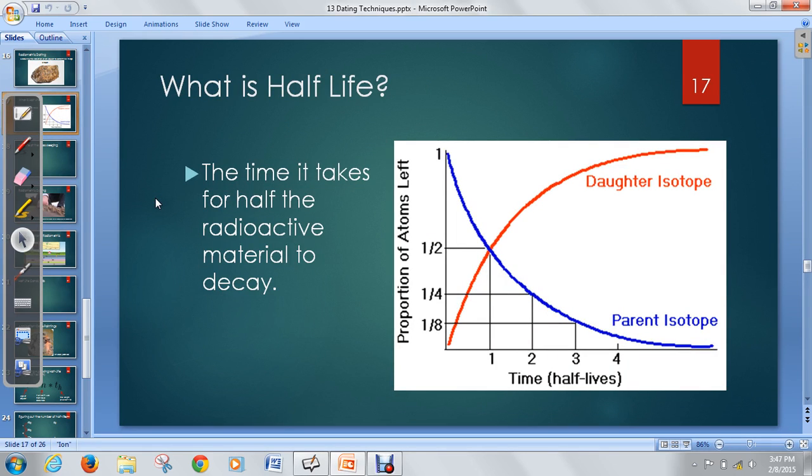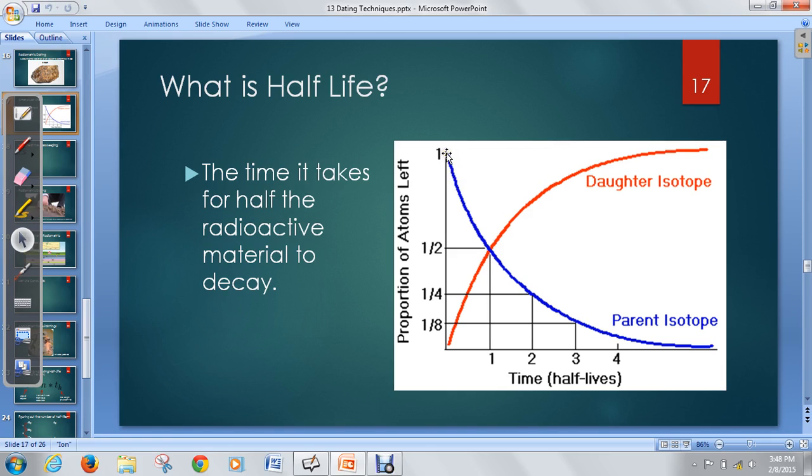A half-life is the time it takes for half of the radioactive material to decay. Let's say you have some type of radioactive material, and right when it's formed, that material is 100% radioactive. Over time, it's slowly going to lose that radioactive material and decay into something that is stable. This blue line represents the radioactive material, or what we call the parent isotope. And this red line represents the non-radioactive material it decays into, the daughter isotope.